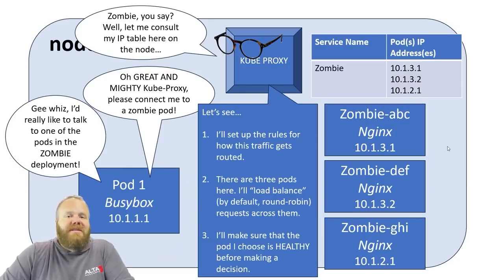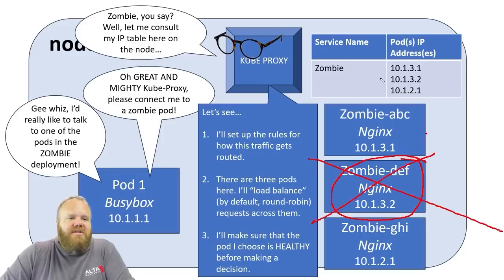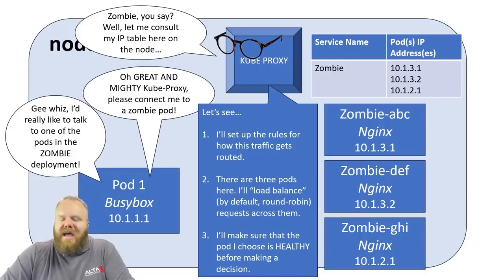What also happens as part of that process is that kube-proxy will make sure that the pod is healthy before a decision gets made. So if this pod is still in ContainerCreating or it's erroring out, then that pod won't get chosen. It'll instead hop down to the next one, and then it will choose that pod instead. So in this story, we'll say, hey, I'm going to go with node 2. All right, that's just how the cookie crumbles in this story.